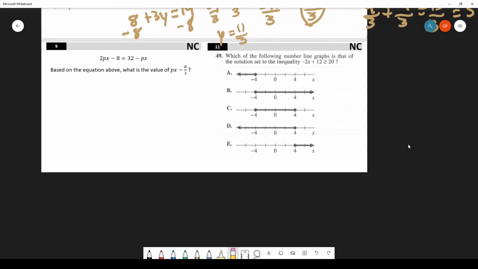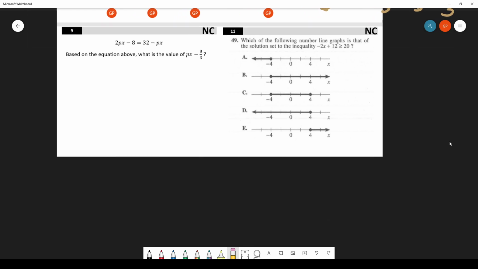So we have 2 more questions to do. Okay, so the next question reads, based on the equation above, what is the value of px minus 8 over 3? So the first thing I'm going to do is I'm going to combine my like terms. So I'm going to move this px right here over, and I'm going to get that 3px minus 8 is equal to 32. So now they want us to find what px minus 8 over 3 is equal to.